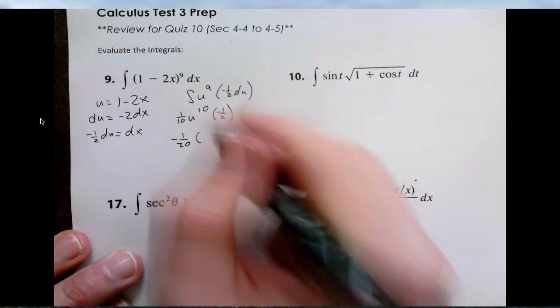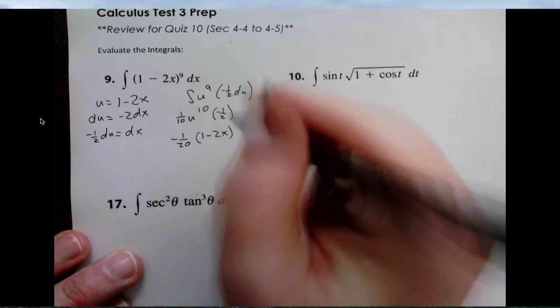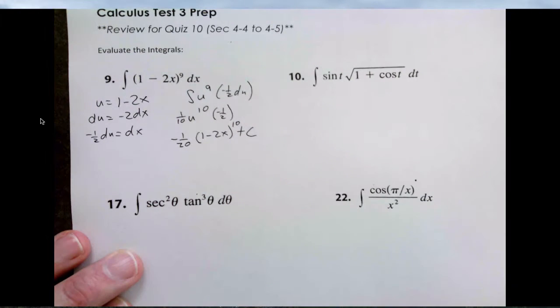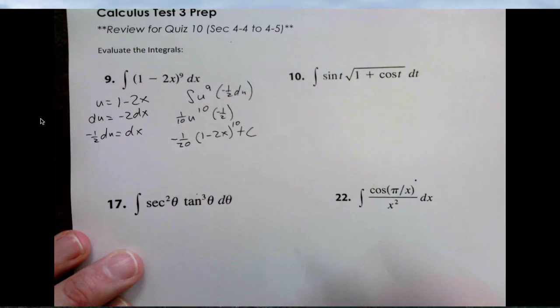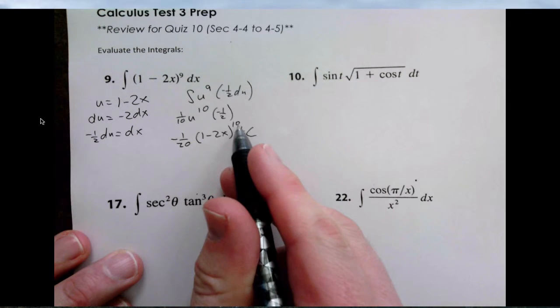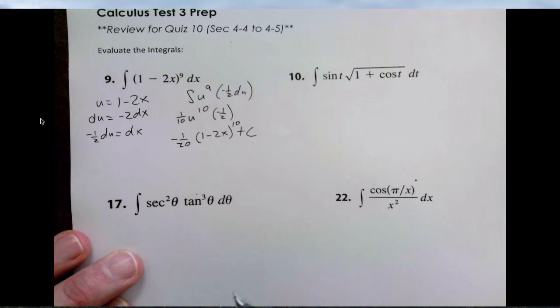The u now switches back to 1 minus 2x, because that's what it technically equals, to the 10th power, and because we did not have limits of integration, we need a plus c. So there is our antiderivative with respect to x. If you wanted to check it, you could just do the derivative and see if it recreated the inside.